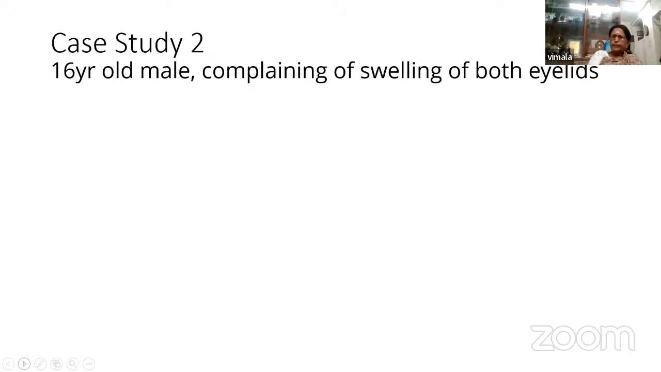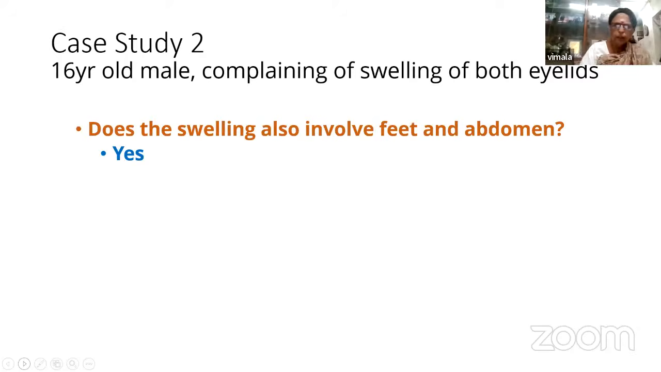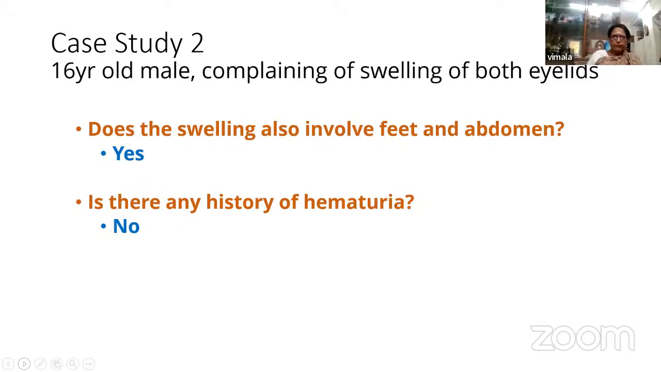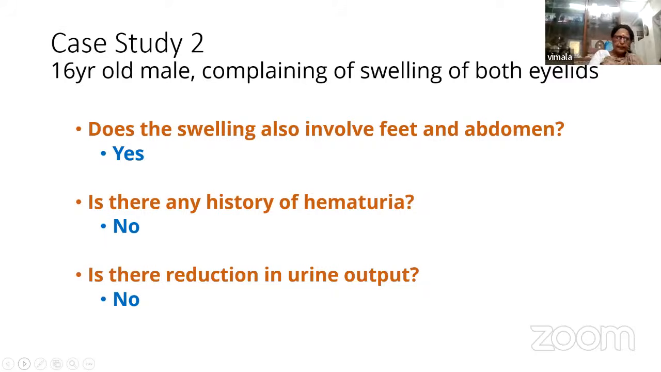This is the story of a 16-year-old male who is complaining of swelling of both eyes. So when somebody comes with swelling around the eyes, the first thing you will ask is, is there any itching of the eye? Are the eyes congested? So probably it could be an allergic edema. If you don't think it's an allergic edema or angioedema, ask for swelling. Does it involve the feet or the abdomen? If the answer is yes, is there any history of hematuria? Answer is no. Is there any reduction in urine output?